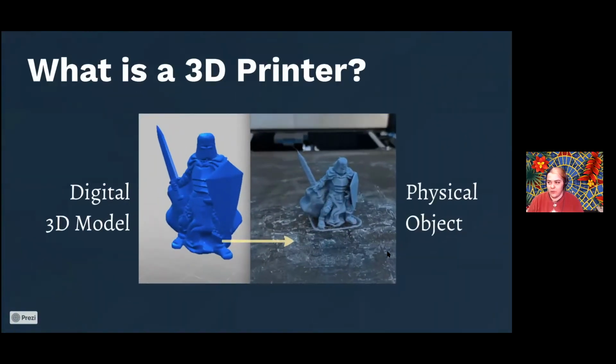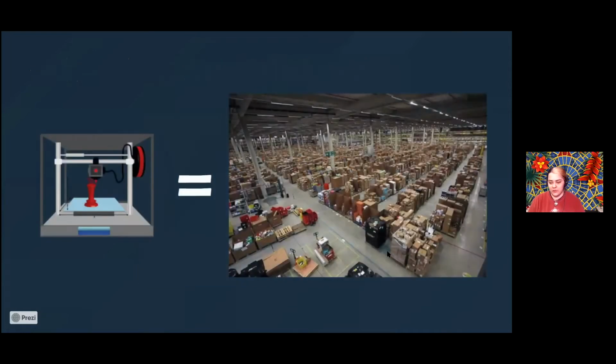So the main question is, what is a 3D printer? At its core, a 3D printer is a machine that can take a digital 3D model and turn it into a physical object using various materials. With this application, you are basically taking an entire warehouse and turning it into a box that can just make the parts, instead of having to get a forklift and go find the part. You just have it made right there, right away.